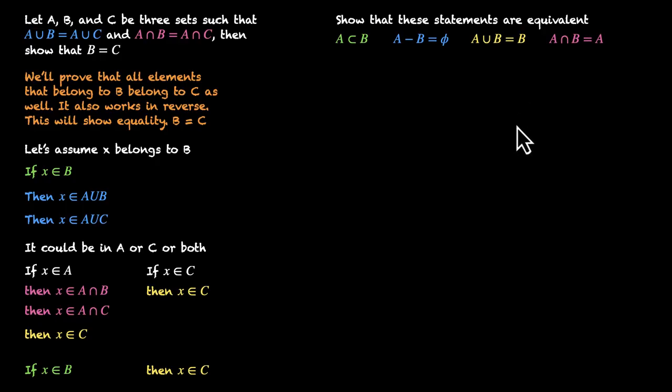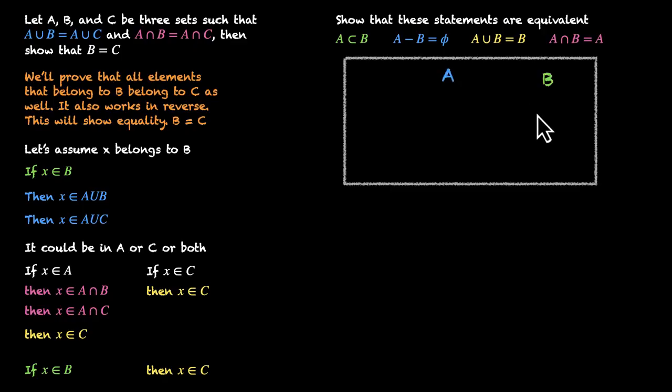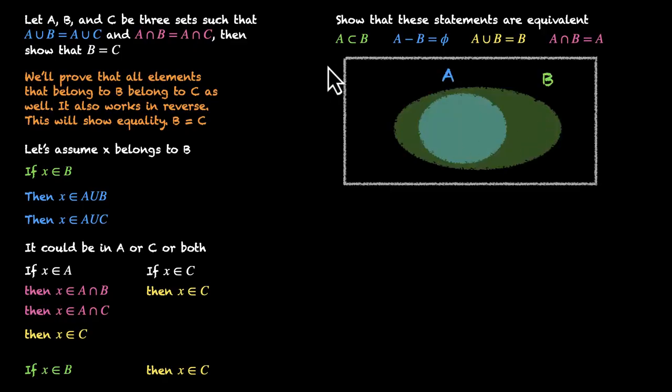Okay, let's do this together. Let's try a visual approach this time. Let's make these sets A and B. So this is A, this is B. The first one says A is the subset of B. So A is inside B, A is the subset of B.